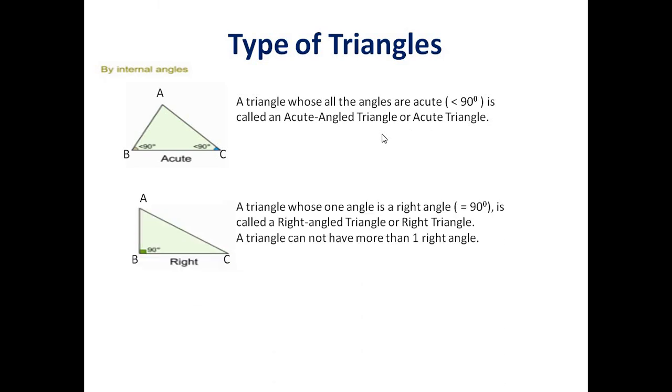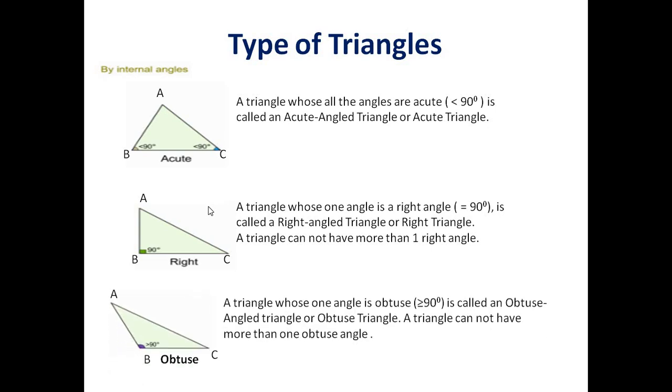And the next one is the right angle triangle. We will talk more about the right angle triangle in the subsequent videos. This is very, very important for our trigonometry chapter. A triangle with a right angle is called a right angle triangle. See here, at angle B we have 90 degrees. And a triangle cannot have more than one right angle. That means if one angle is 90 degrees, there should not be any other angle which is 90 degrees. Remember that point as well.